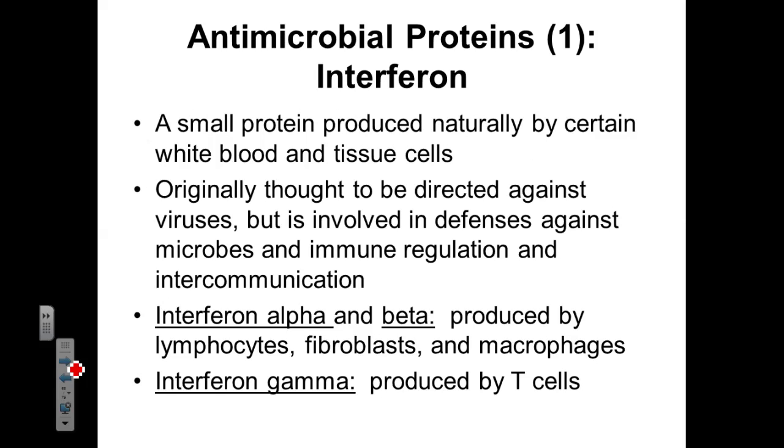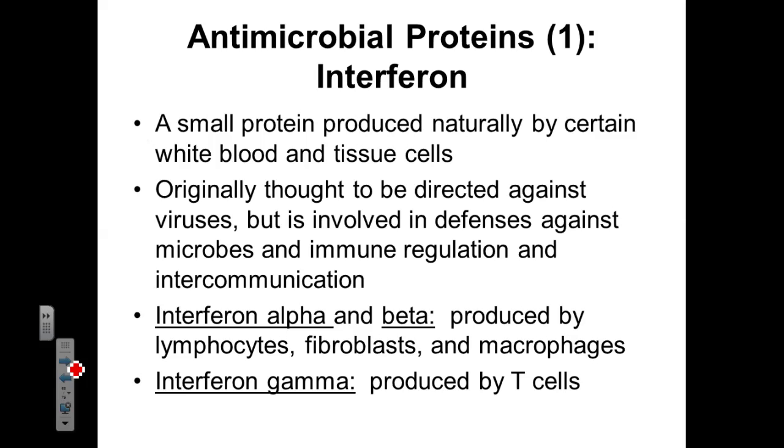We also have in our body some antimicrobial proteins. These are small proteins in our body that are produced naturally by our white blood cells and by our tissue cells and are used to combat bacterial infections. These antimicrobial proteins originally were thought to be directed against viruses, but now we've found that they are involved against a wide variety of microbes, including bacteria and fungal cells, and to help regulate our immune system and to communicate between parts of our immune system.